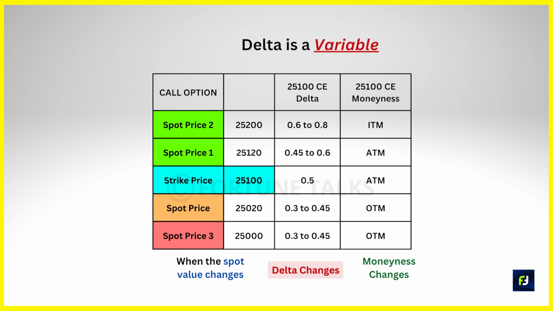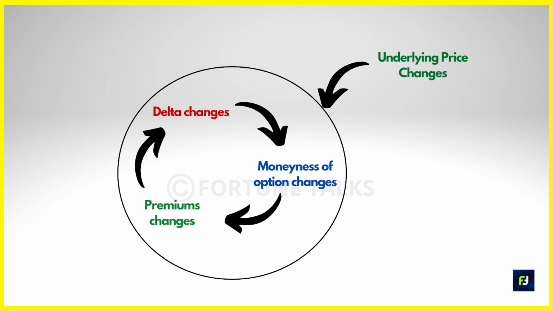Hence, delta is a variable and not really a fixed entity like we have used in the calculations at the beginning of this episode. Therefore, if an option has a delta of 0.3, it doesn't mean this value will remain throughout. Instead, this delta is likely to change with a change in the value of the underlying. You can say the same for put option delta also. So what conclusion can we arrive at?